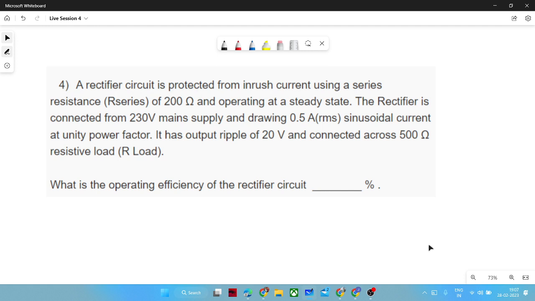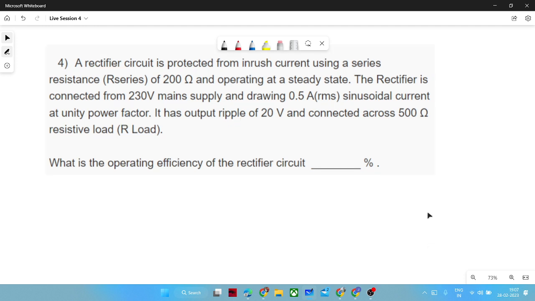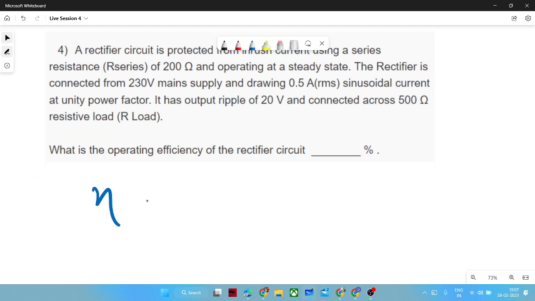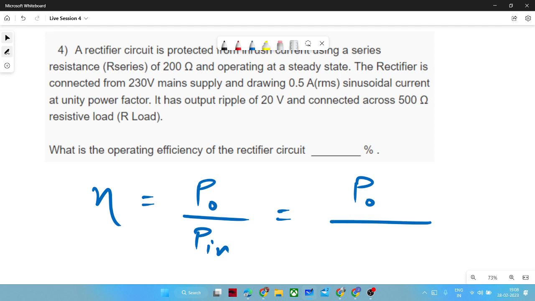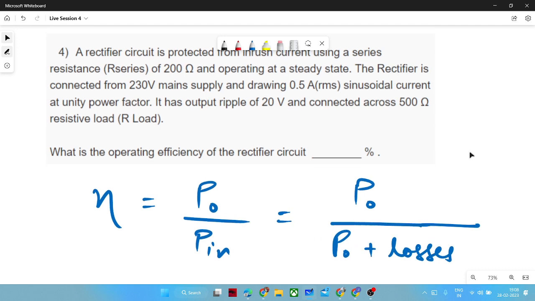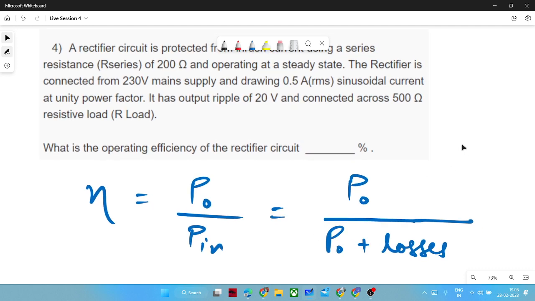If you have input, now you are having output. So that's fine. That's another approach if you are calculating losses. For efficiency, you can write directly P naught by P in, or you can write P naught by P naught plus loss, that is P in minus loss plus loss. Wherever losses are occurring, you can find out. Whichever way is convenient to you, or you verify it with both ways, so that it would be better to match the answer, right?